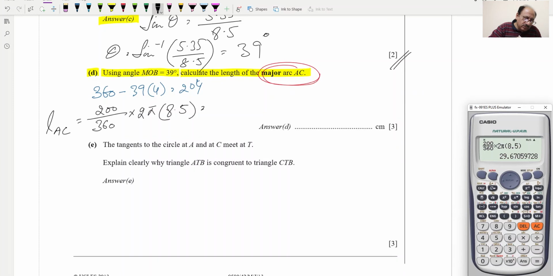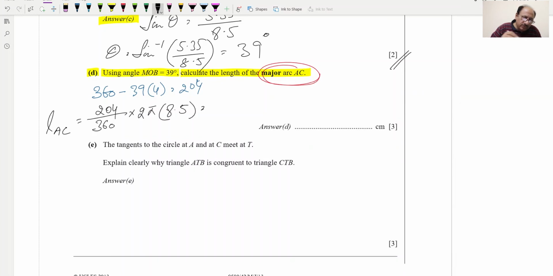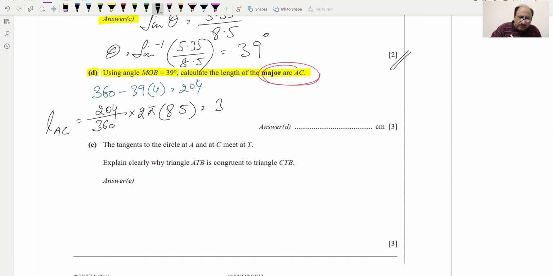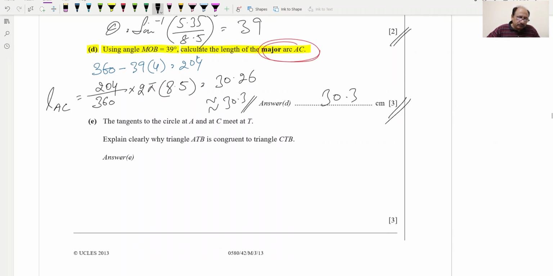Basically it's not 200, it's 204. We made a mistake over here, and this one also will be 204. And now if we rectify, this one is 30.26, and we can write it as 30.3. This will be the answer, 30.3, a 3-mark question.